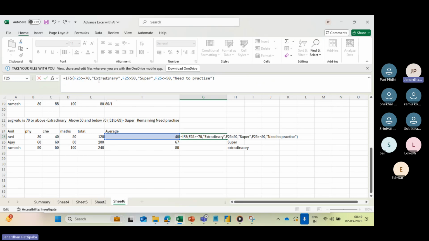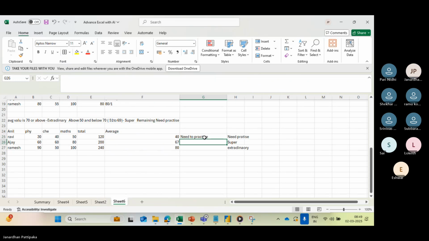Already greater than or equal to 70 means extraordinary. That means greater than 50, that is 51 to 69, it will give super. Less than or equal to 50, that is 0 to 50, it will give need practice. Now your formula is ready. Click on enter. See, need practice, super, extraordinary.